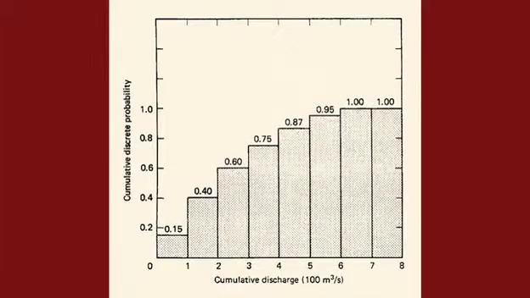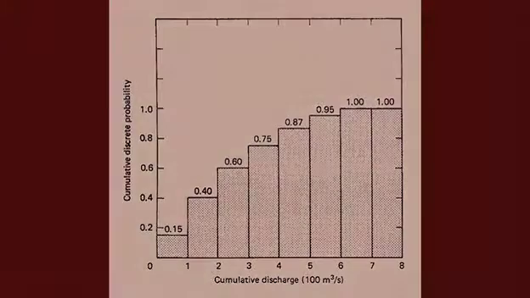A corresponding cumulative discrete distribution is shown here. In this figure, the probability that Q is in a class less than or equal to the 100 to 200 class is 0.4 or 40%. The maximum value of probability of the cumulative distribution is 1 or 100%.